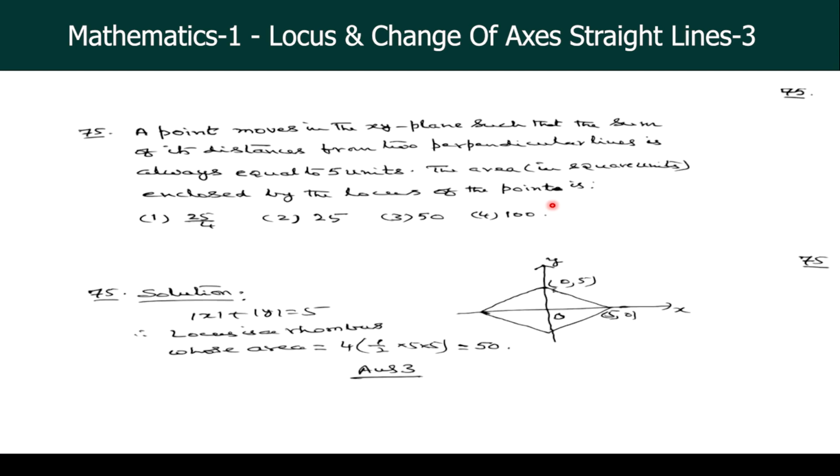So all these four lines form a rhombus with both axes as its diagonals. The area is simply 4 times the area of the triangle in the first quadrant. So the area is 4 times half of 5 into 5, because the intercepts of one side are 5 and 5, which equals 50 square units. So the correct option is option number 3.